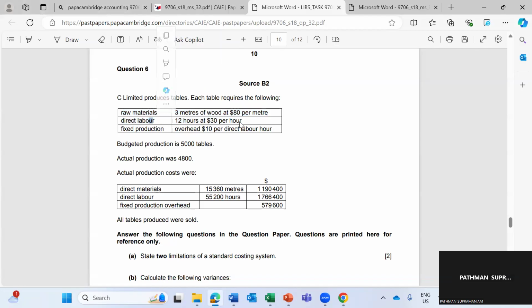Direct labor, 12 hours at $30 per hour. And then fixed production costs, overhead, $10 per direct labor hour. So the fixed production cost is absorbed based on direct labor hour. The budgeted production is 5,000 tables. Actual production is 4,800 tables. These are the actual production costs.